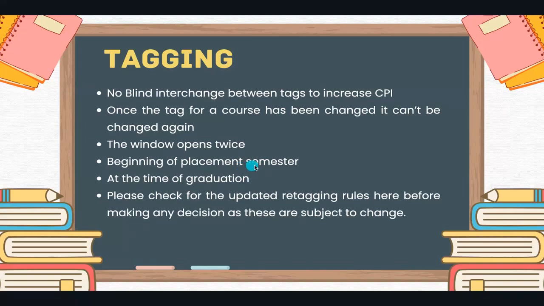For example, once you retag a course from an ALC course to an institute elective course at the beginning of the first retagging period, and later you do another course in the seventh or eighth semester and get a better grade in it, you might want to change that course to an institute elective and retag the previous course to an ALC. But that is not possible, because once you have retagged the course, you cannot retag it again, and the option is provided to you only once.